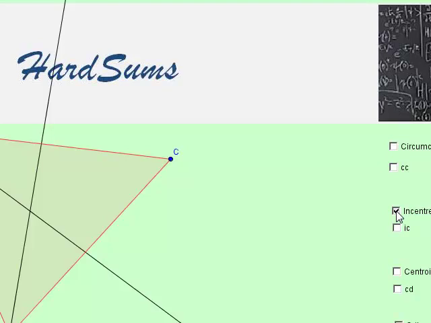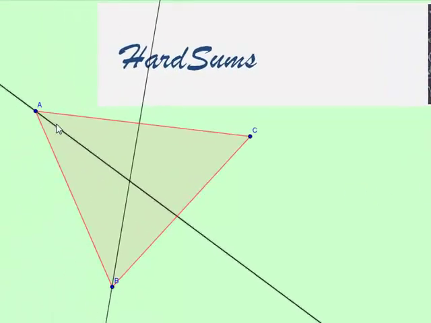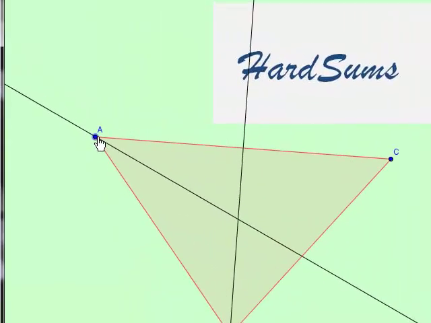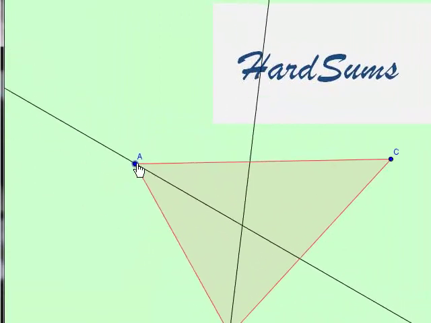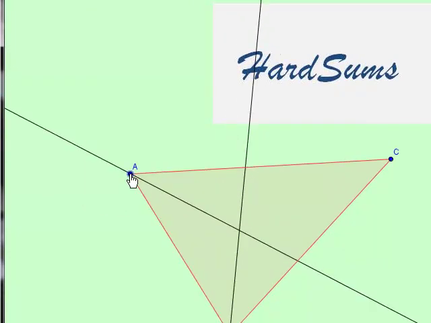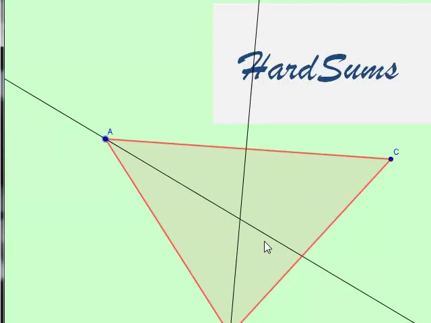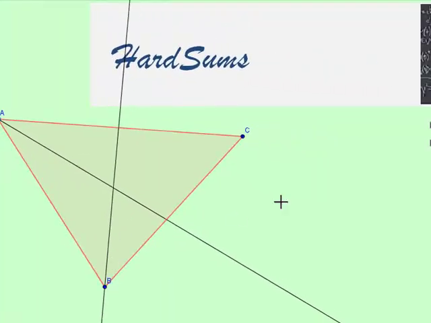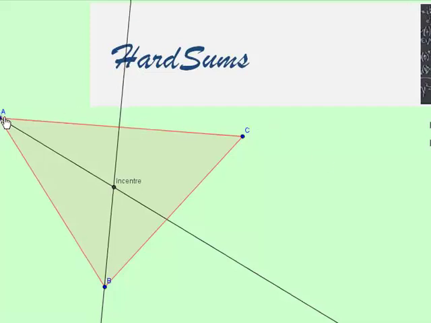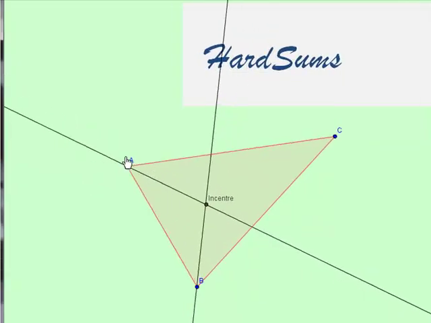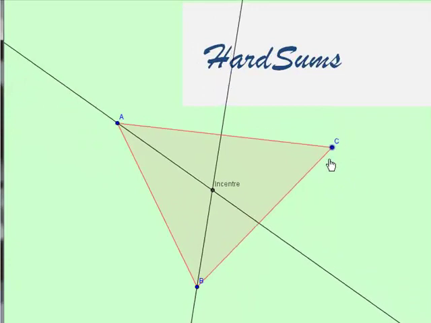The incenter is the bisector of the angles. So if you move this around again, you can see what I've done, I've bisected any two of the angles. These lines are the angle bisectors, and where they meet, we call that point the incenter. Now, unlike the last one, no matter what you do, the incenter is always inside the triangle.